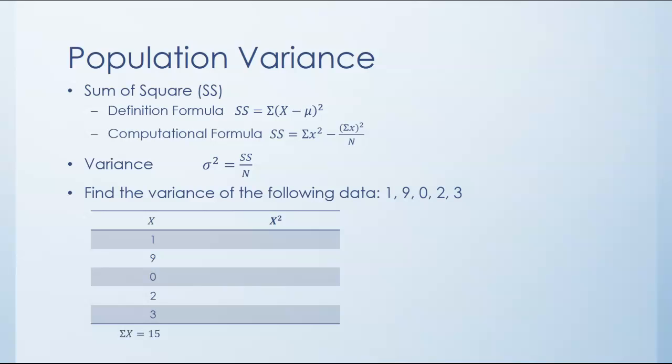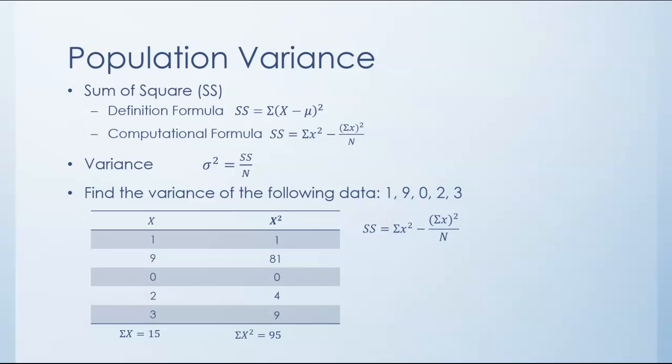The next thing we're going to do is take each of our data points and square it. So 1, 9, 0, 2, and 3, we're going to square each one of these. We're going to get 1, 81, 0, 4, and 9. And then we are going to add all of those numbers together and we're going to get that the sum of our x's squared is 95. So those are the big 2 pieces of information I need: the sum of my x's, which is 15, and the sum of my x's squared, which is 95. The other piece of information I need is how many data points I have, and in this case my n is going to be 5.